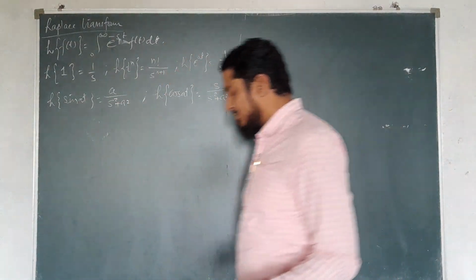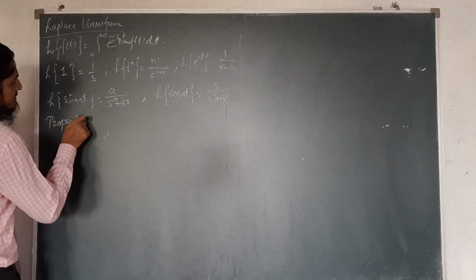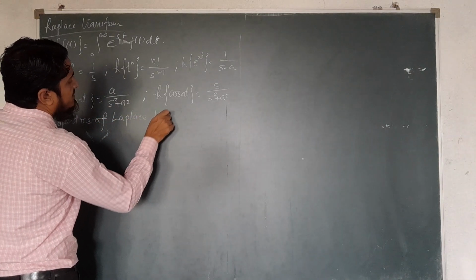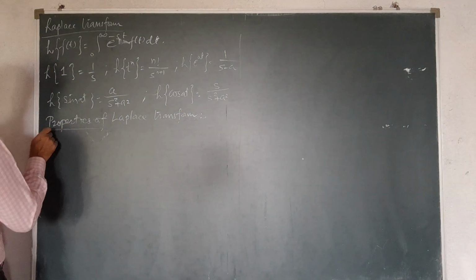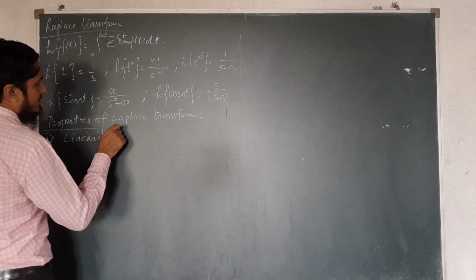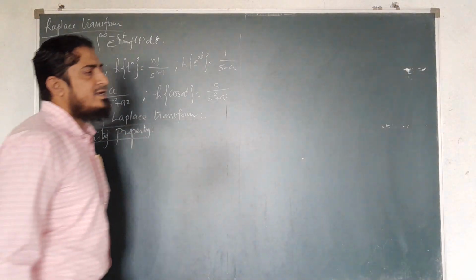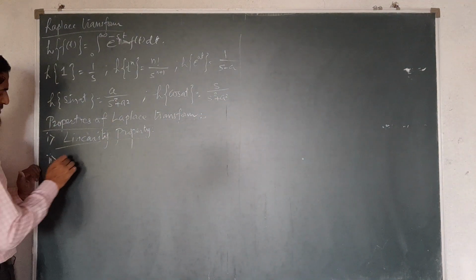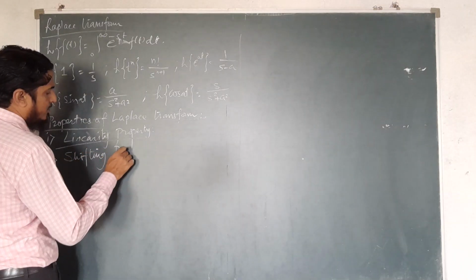Now after that we have seen the basic properties of the Laplace transform. We have seen the first property, that is the linearity property. Now we are going to see the shifting property.